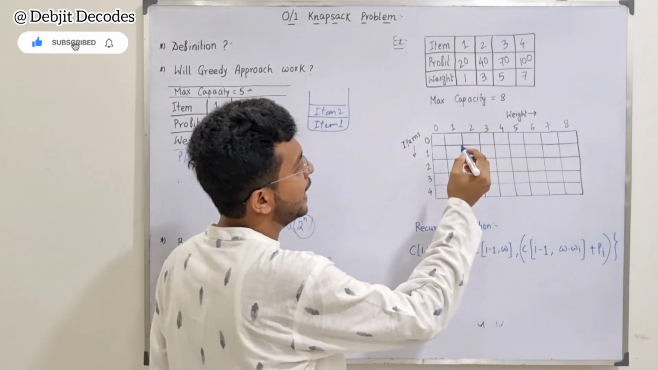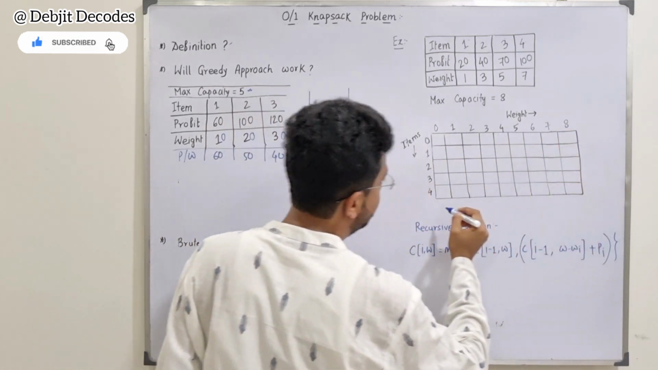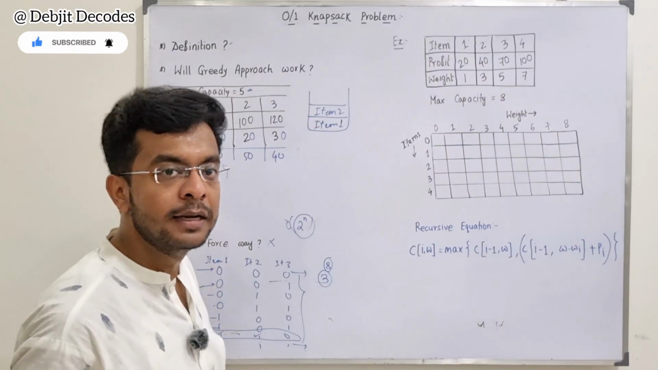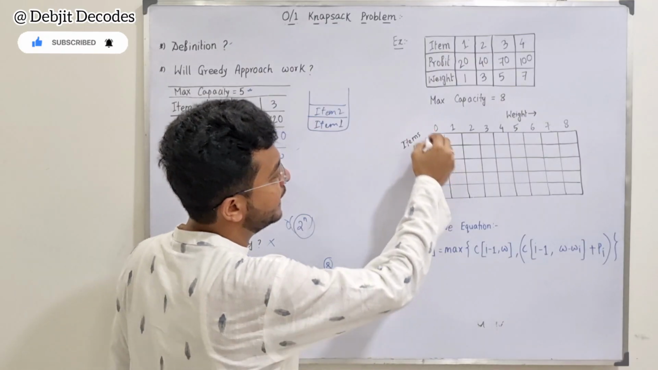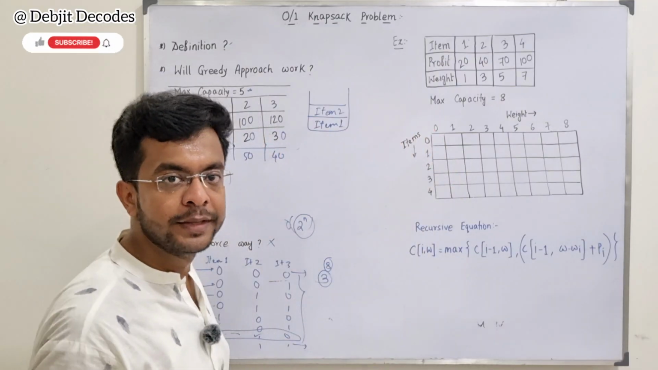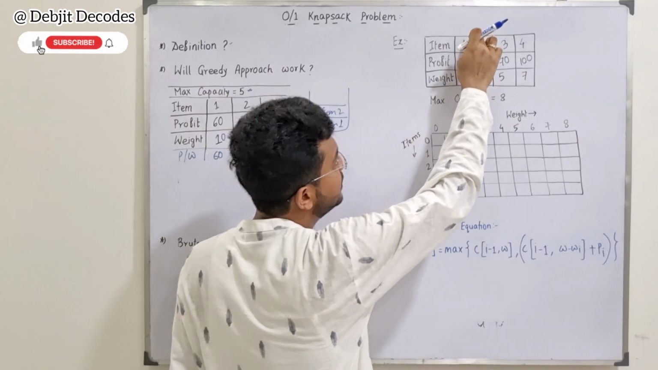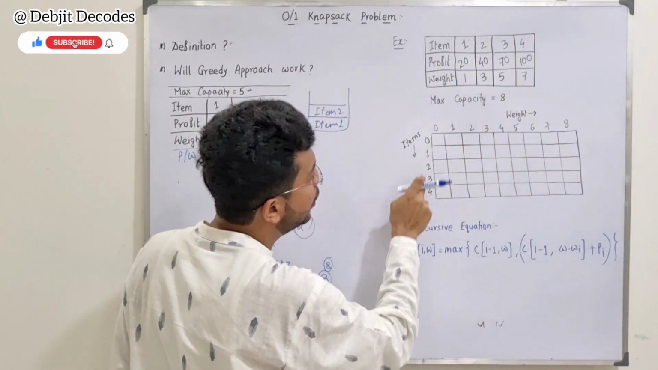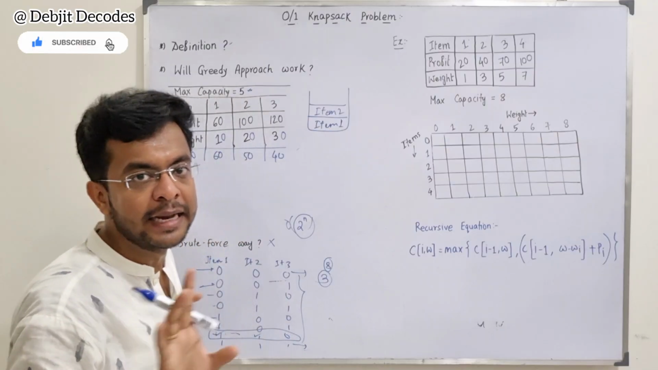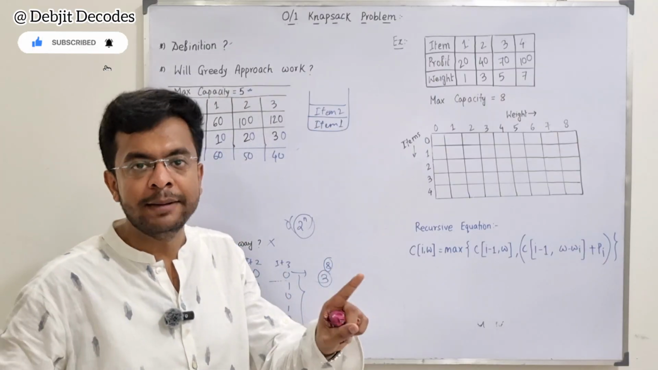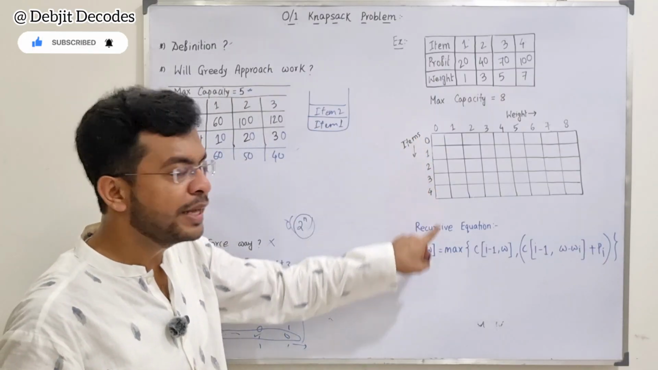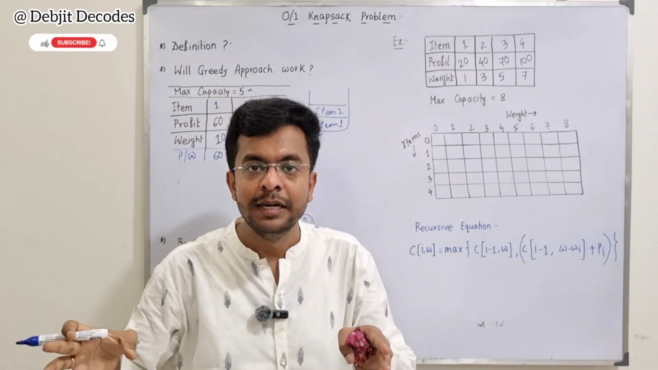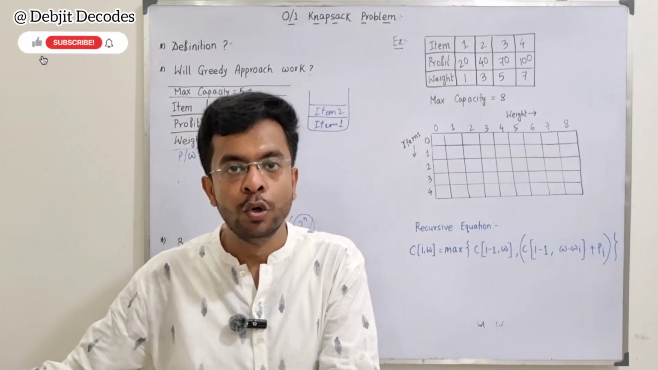Now see what we have done. We have constructed a table. What is the size of the table? The rows indicate how many items there are. If you check, there are 4 items: item 1, item 2, item 3, and item 4. So 1, 2, 3, 4, and one extra row is added for 0, when there is no item at all. So if there are n items, there should be n plus 1 rows.